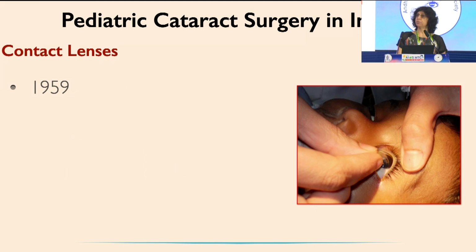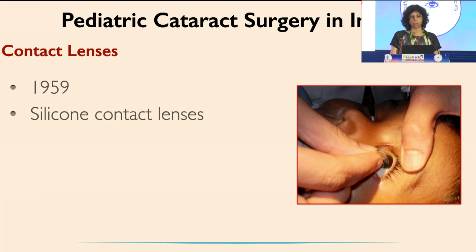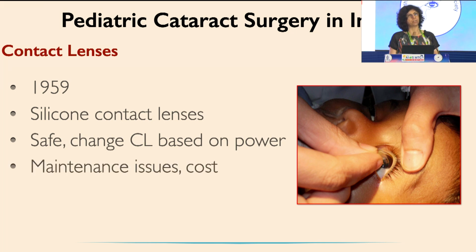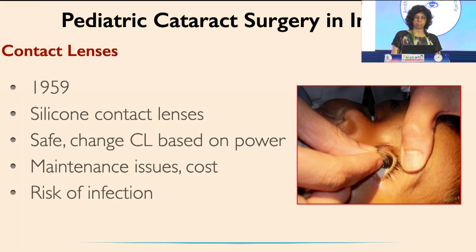So the other option for managing these infants is using contact lenses, which have been there since 1959, but the silicone contact lenses that we use are the ones that have revolutionized this, and these lenses are very useful, very easy for the mother to handle. So they're safe. We can keep changing the contact lens based on the power, and there are certain issues with respect to the maintenance as well as with the cost over time, but they do give very good outcomes, particularly if you institute amblyopia therapy simultaneously, and there is a minimal risk of infection.